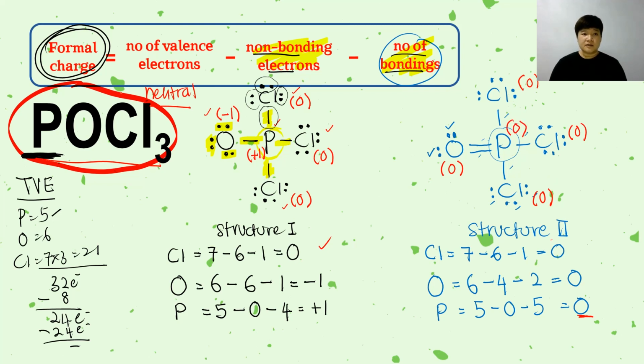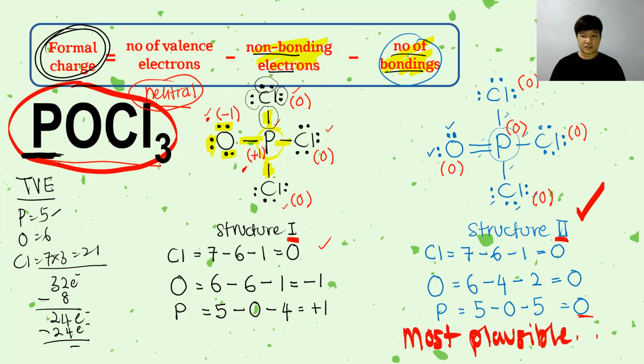And like we say, POCl3 is neutral, so the total of the formal charges must equal 0. 0 plus 0, everything is 0. And according to the rules that we have learned, which one is the most plausible structure? In your structure 1, you have negative 1, positive 1. In your structure 2, everything is 0. So which is more plausible? Of course, your structure 2. So your structure 2 is the most plausible structure, or in other words, the most stable structure, because it has the most 0 formal charges in the Lewis structure.